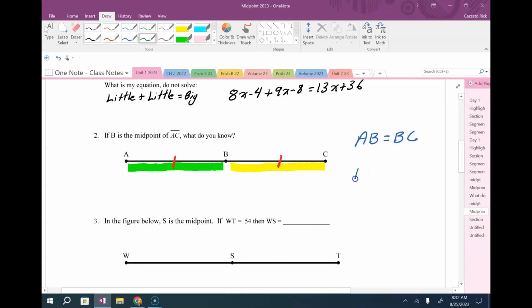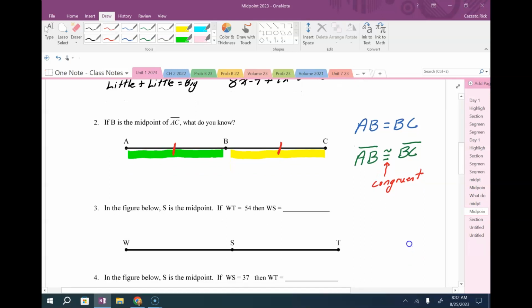And then in terms of notation you may see something like this. AB, and you have a little segment above it, is congruent to segment BC. So this symbol with the little tilde above it means congruent, and it's a fancy word to say that the segments are equal in length. So let's take a look at the first couple examples.